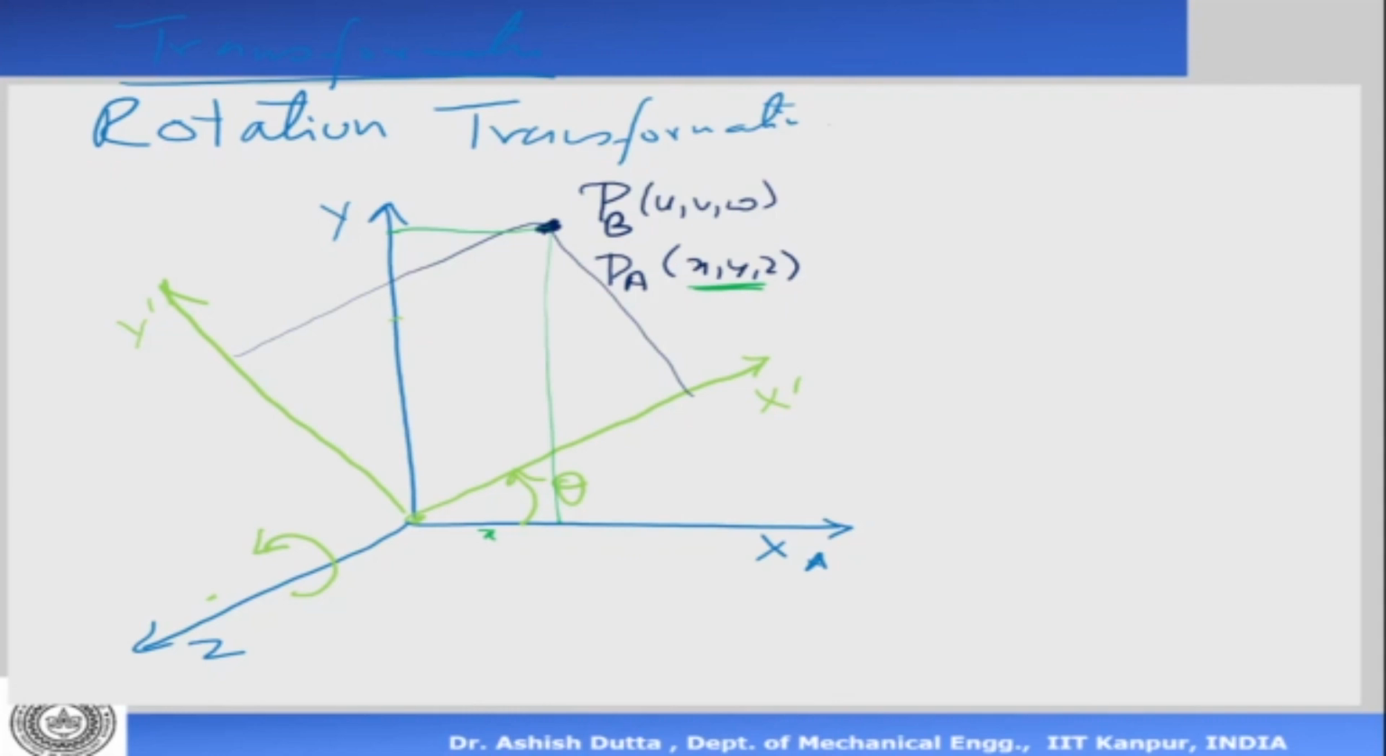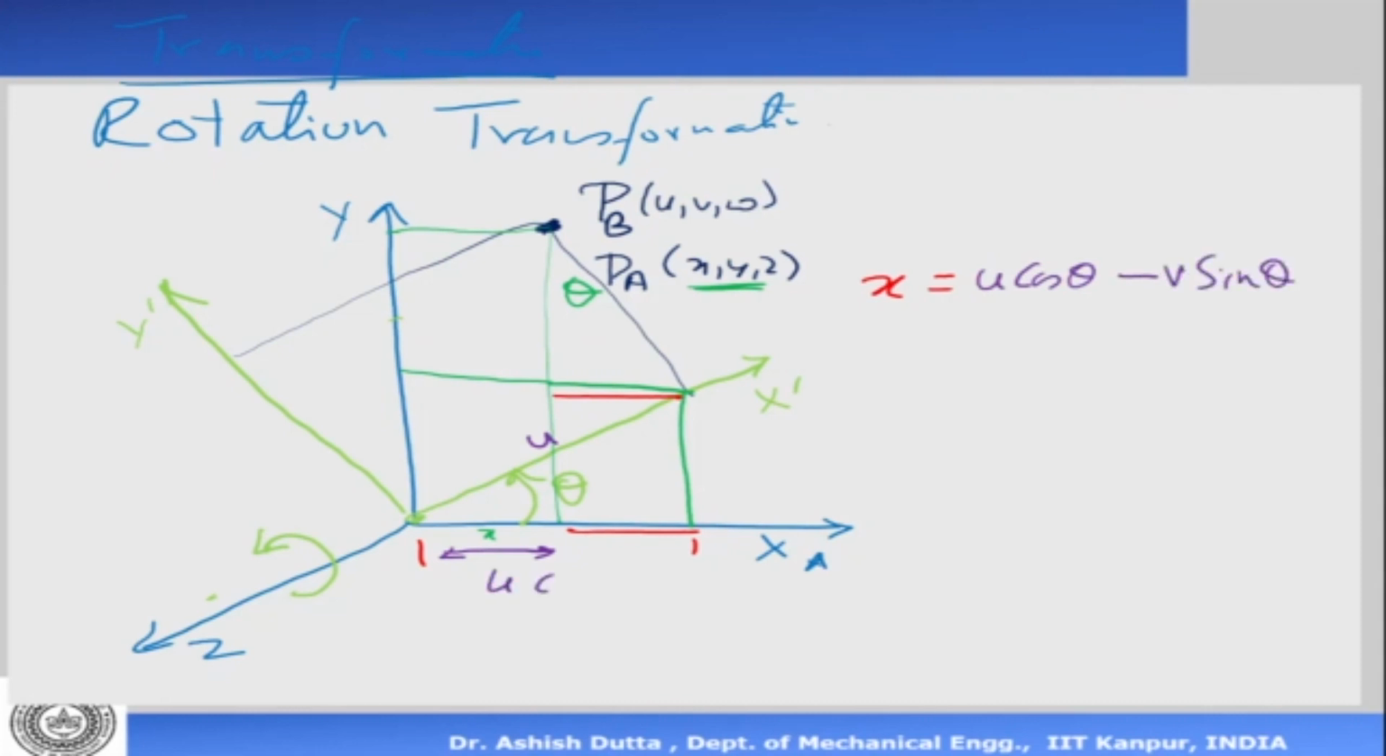Now I want to find the relation between these 2. So I make this very simple construction, and this is my angle theta. What you can see is that this distance, let me draw it in red color, is equal to this distance. So x is this distance. How much is x? X is equal to u cos theta minus v sin theta.